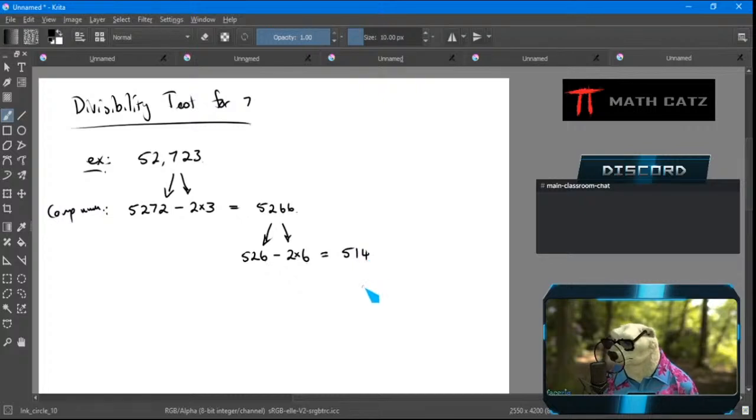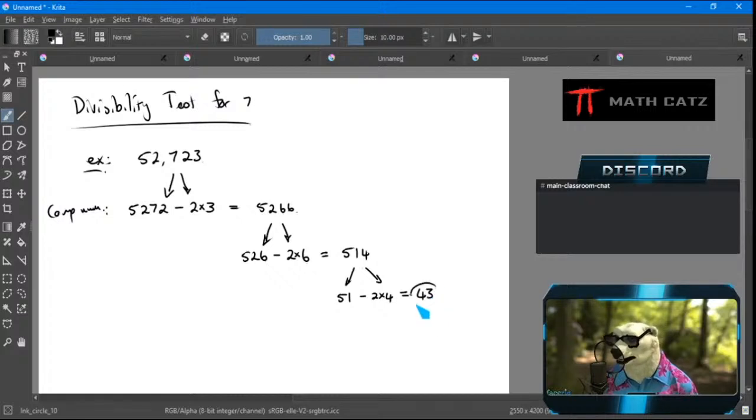514. Maybe that's still too big, because I remember for 8, looking at a 3-digit number still required a little bit of a long division. There was no way around it. I then look at the same thing. Take the last digit. Take the number as if that last digit was never there. Subtract 2 times that last digit. What do I get? I get 51 minus 8, which is 43.